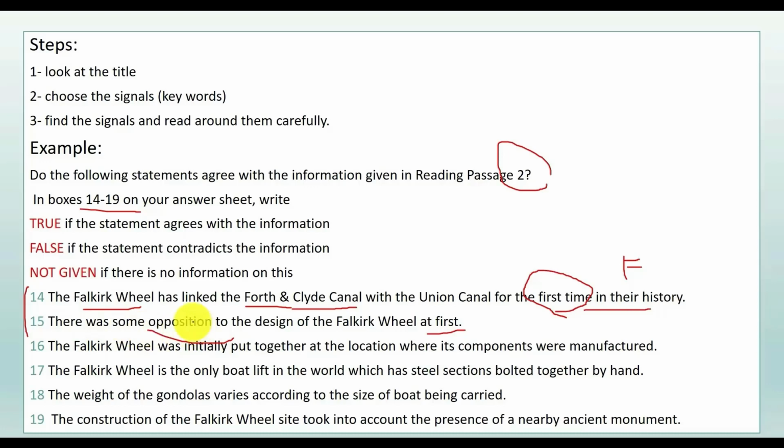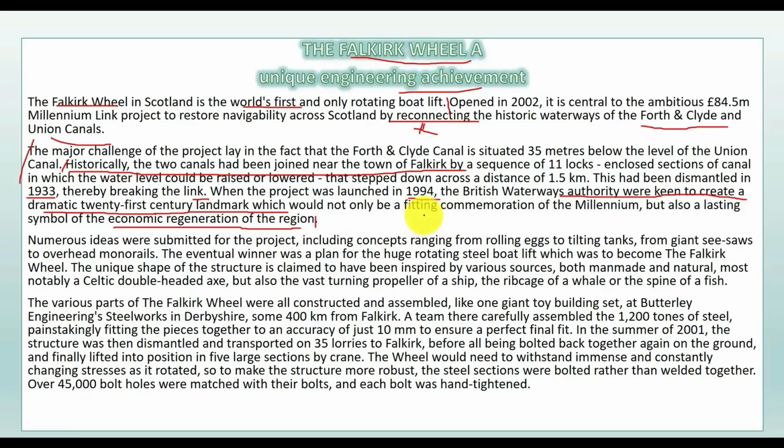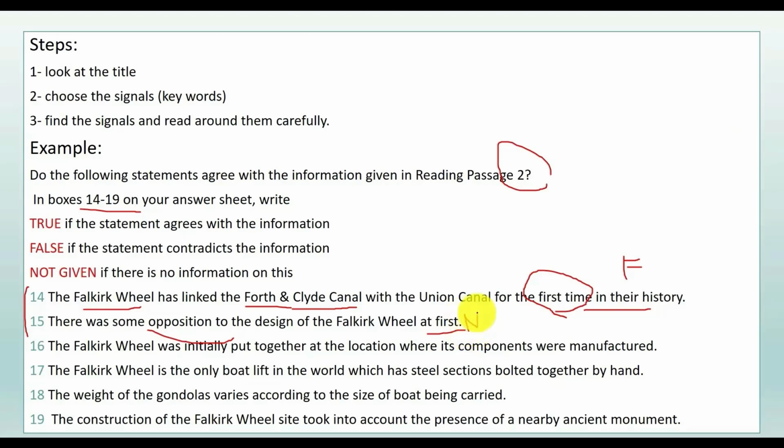Question 15. There was some opposition to the design of the Falkirk Wheel at first. Okay, but in our passage, as you see, in 1994, the British Waterways Authority were keen to create a dramatic 21st century landmark. So the British Authority were keen to create this project, and there was nothing about opposition to the project. So this is a not given statement.